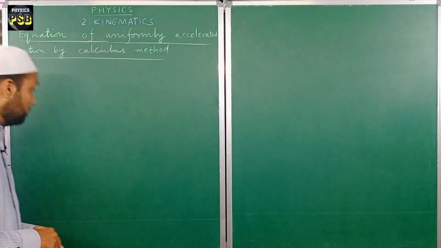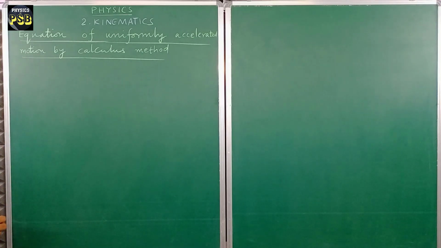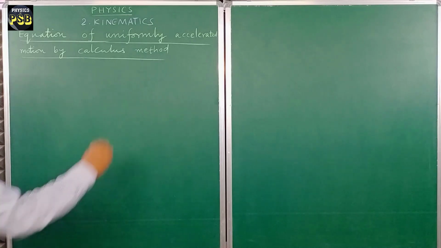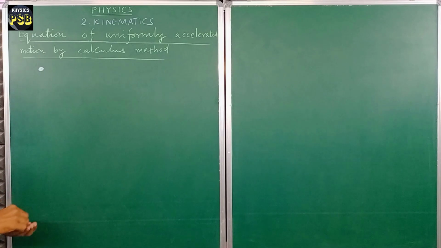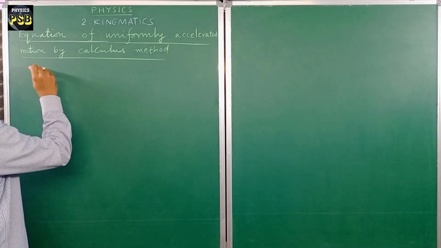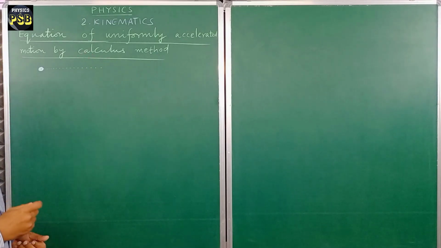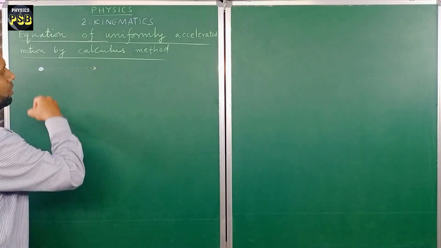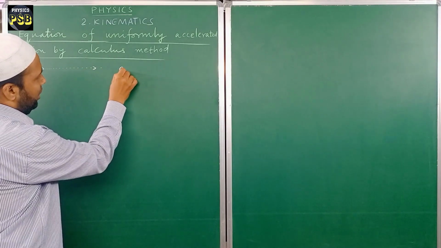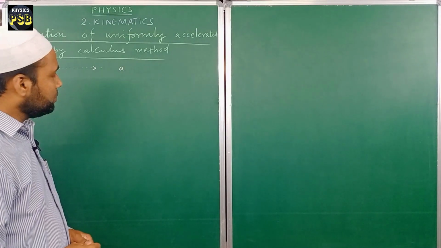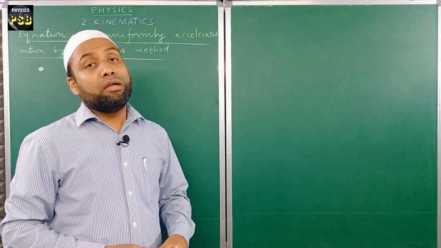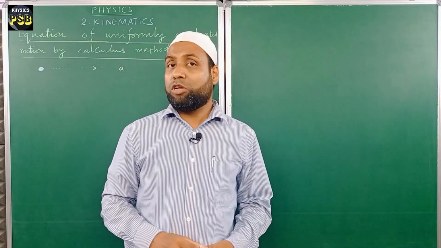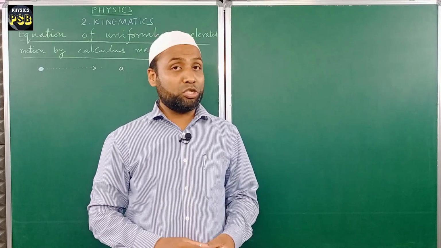Let's do it. To derive equations of motion, I consider an object moving in a straight line with uniform acceleration a. Before I tell you about uniform acceleration, we must know what acceleration is.